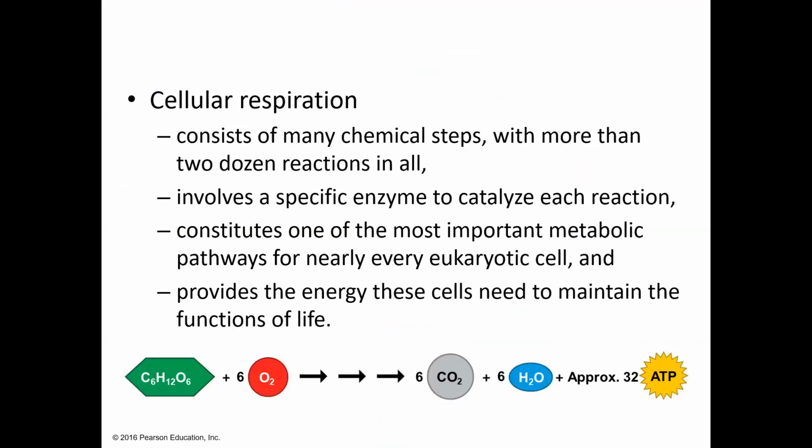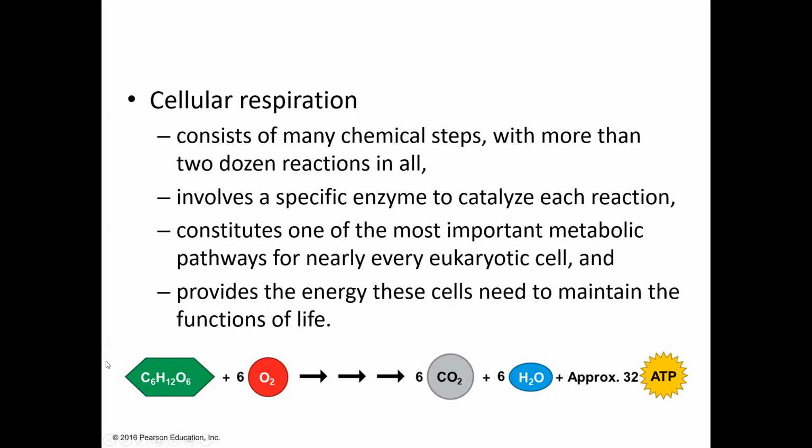Now, this here on the bottom is the chemical equation for cellular respiration. So what do we get? C6H12O6, that's glucose, plus 6 oxygen will yield 6 carbon dioxide and 6 water, plus approximately 32 ATPs. Now it's between 32 and 36. Some scientists speculate more or less, but that's not the point.